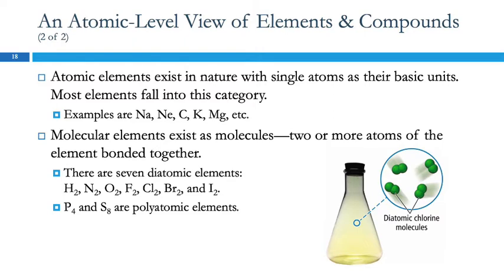The molecular elements are the diatomic elements. There are 7 of them, and you need to know them. It's these guys. Anytime we see one of those elements as an element, meaning it doesn't have any friends with it, it's not part of a compound, its formula is going to be H2, O2, I2, etc. P4 and S8 are other molecular elements. They have more than 2 atoms, but we're not going to pay attention to those.